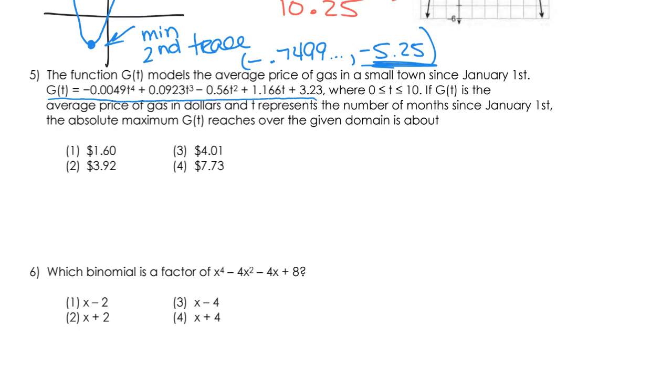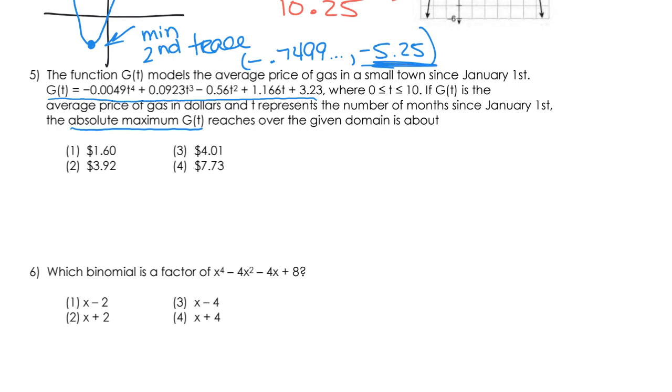That's a long one. It says where t is between or equal to 0 and 10, and if g of t is the average price of gas in dollars and t represents the number of months since January 1st, they want to know what the absolute maximum of g of t reaches over the given domain. All right, so we're going to have to figure this out.